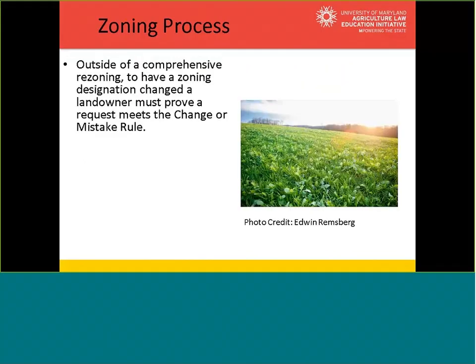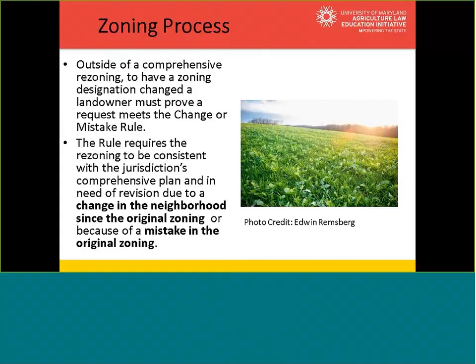Outside of that process, to have a zoning designation changed, a landowner must prove the request meets the change or mistake rule. That means the rezoning has to be consistent with the jurisdiction's comprehensive plan, and it has to be in need of revision due to a change in the neighborhood since the original zoning, or because of a mistake in the original zoning. This is a difficult legal test to meet.